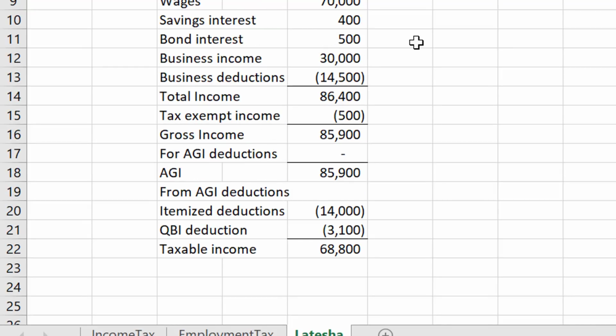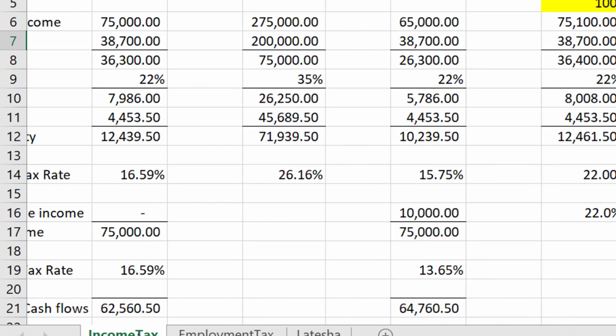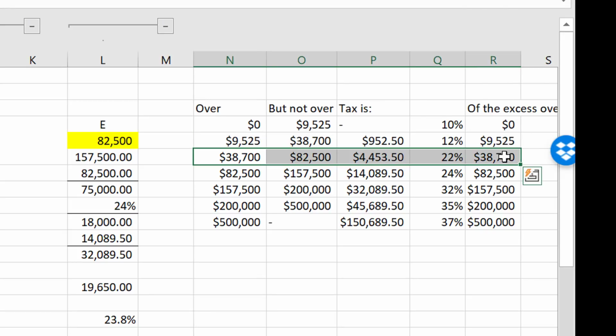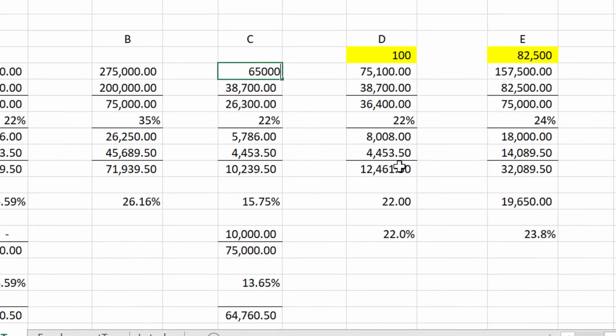Okay, now we would need to calculate her tax liability. As a single taxpayer at $68,800, Letitia is clearly in this tax bracket, right? So let's just go in and calculate her tax. She did have $500 of tax-exempt income. There we go. So her tax is $11,075.50. That's the $68,800 less the $38,700, multiplied by 22%, plus the $4,453.50.